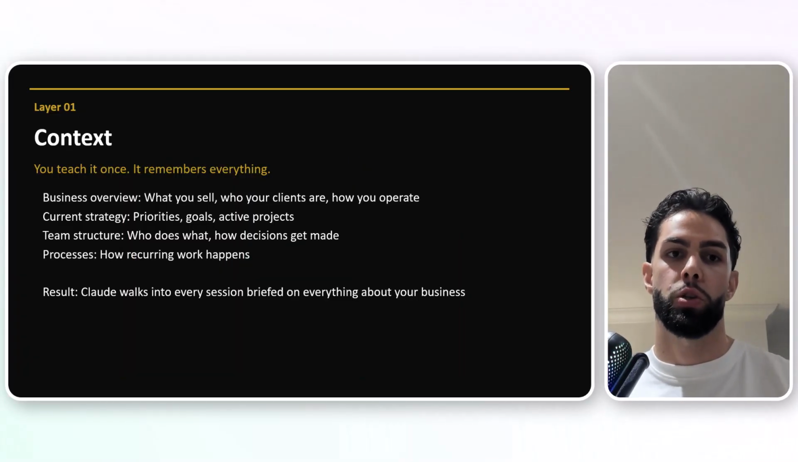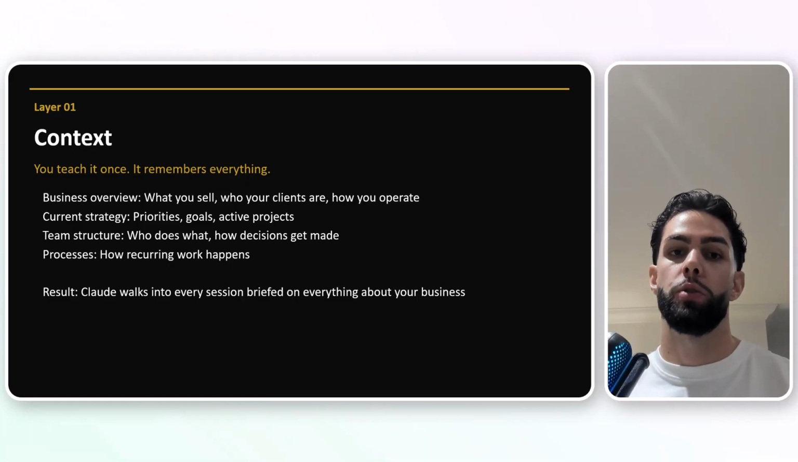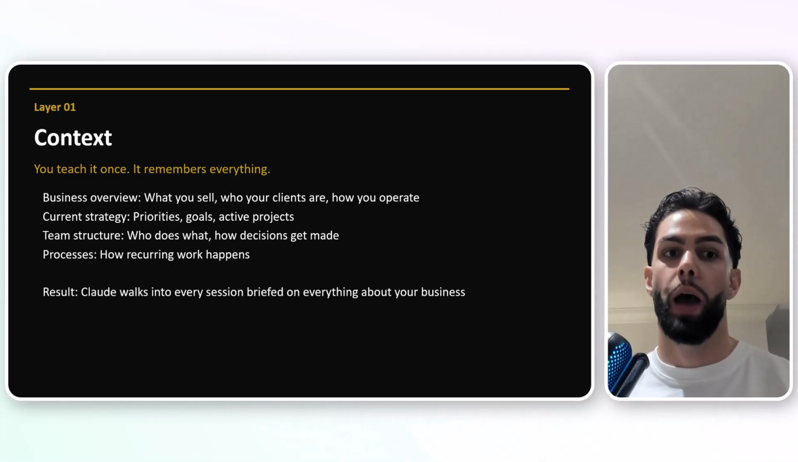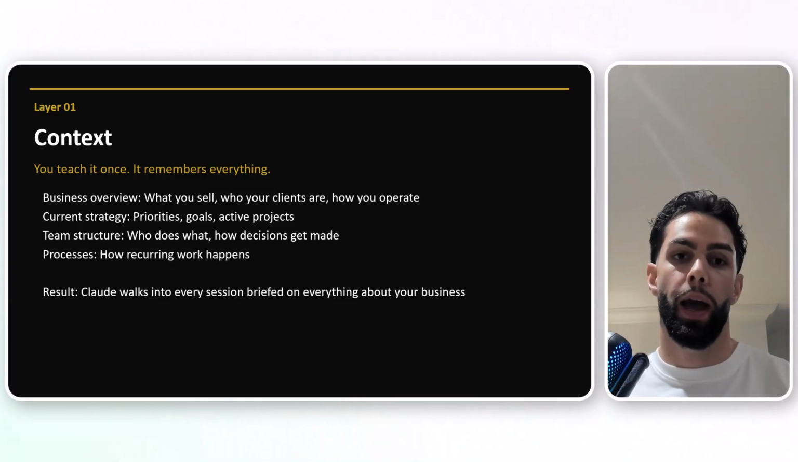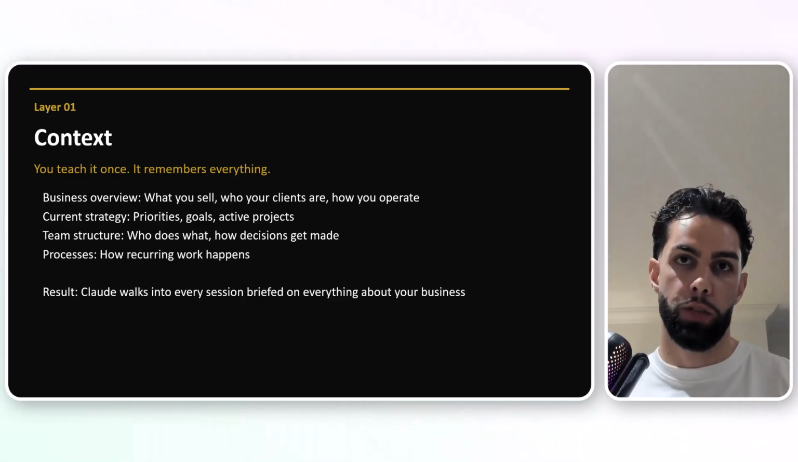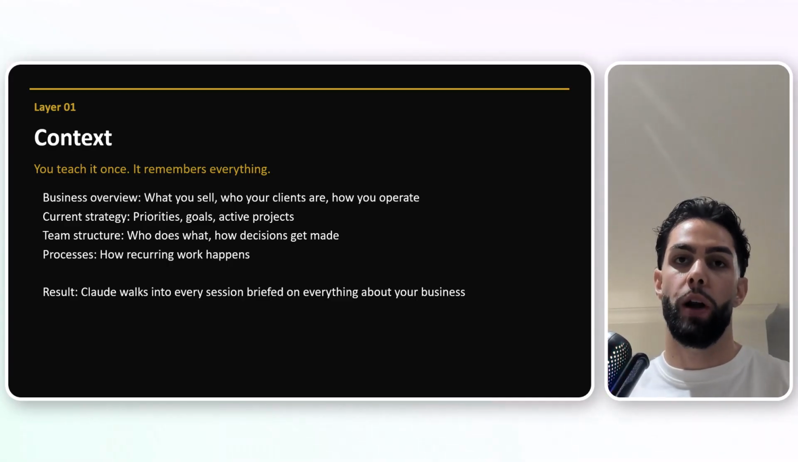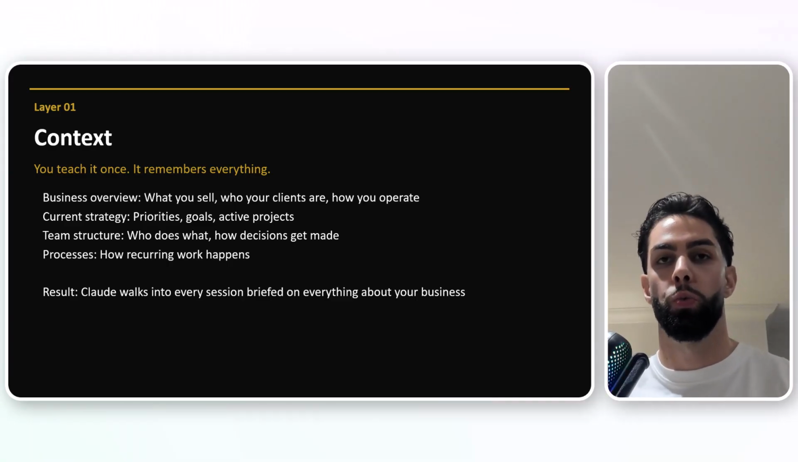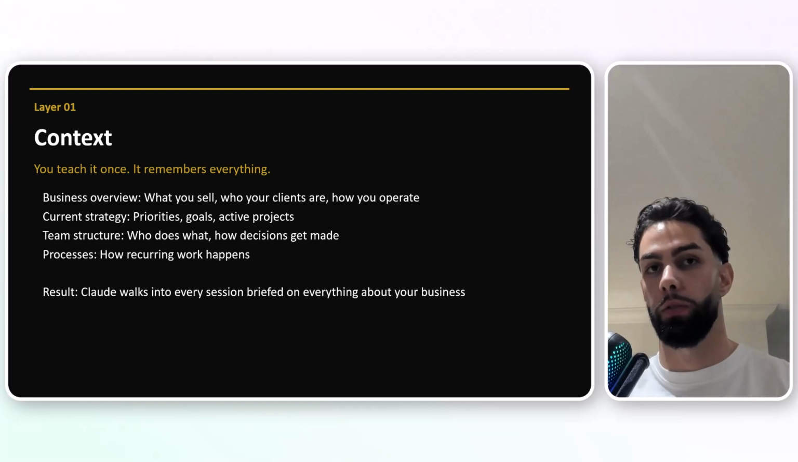And like I said, the first one is context. And this is where you teach your AI everything about your business. You teach it what you sell, who your clients are, how you operate, what your strategy is, all the different teams you might have, what your operations look like. And once you set up this layer successfully, every time that you interact with your AIOS, Claude walks into every session and it's briefed on everything about your business.